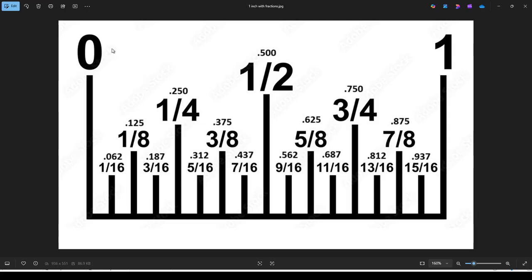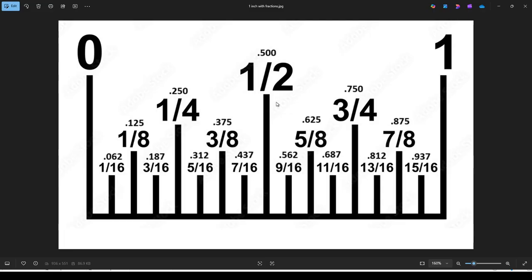Now, your tape measure that you may be using most likely will not have every single one of these fractions on there, and they especially won't have the decimal conversions on them. That's just there as a little bonus for this particular sheet that I give my students. I wouldn't worry too much about the decimal conversions. We're focusing on the fractions here for the inch.